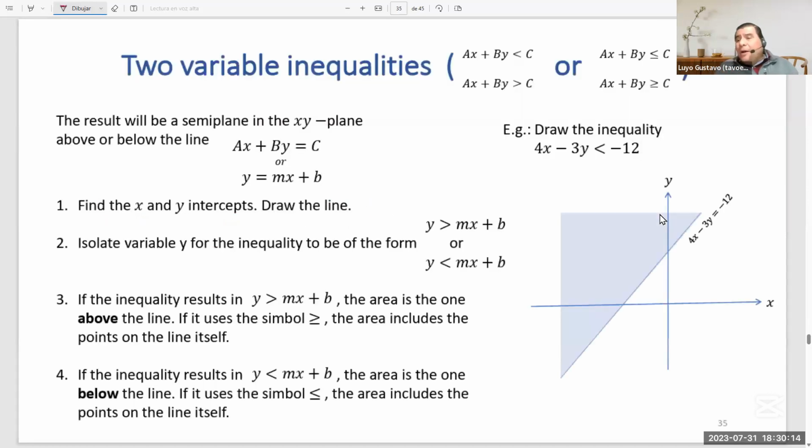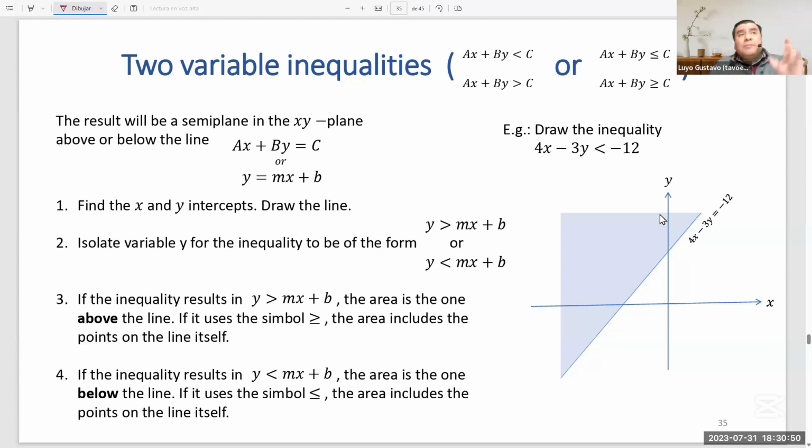Now, when we talk about two-variable inequalities, how do we represent this graphically? A linear equation with two variables is actually a line on the plane. What is an inequality? It's a half plane. What is this half plane? Remember that an infinite line splits the plane into halves. So there is a half plane above the line and a half plane below the line.